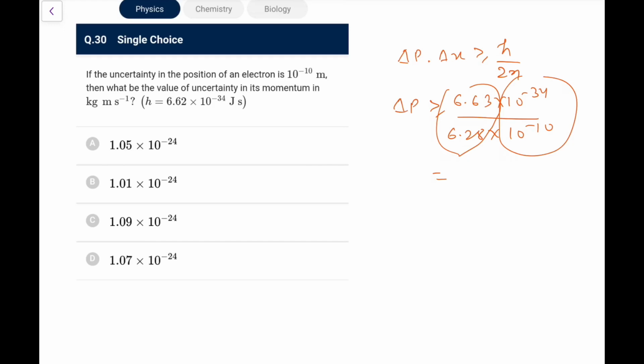So 6.28, it would be 1, and 63, 28, 63 and 28, what we have is 35. So if I go 0.35, then 350 is 628, it would be 5 times. So it is 1.05 into 10 to the power minus 24. So go for option A now.